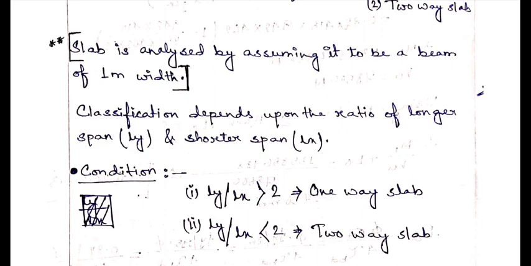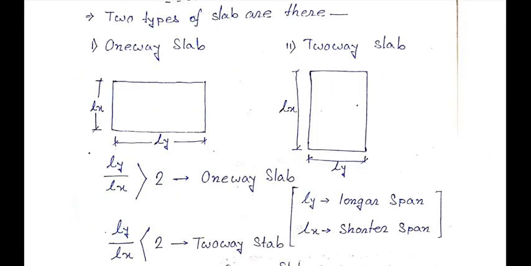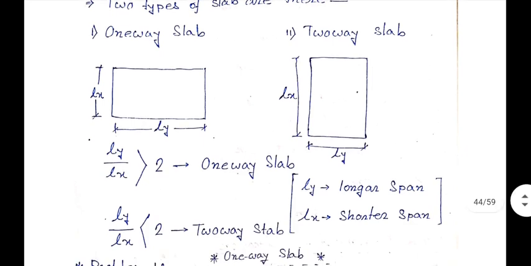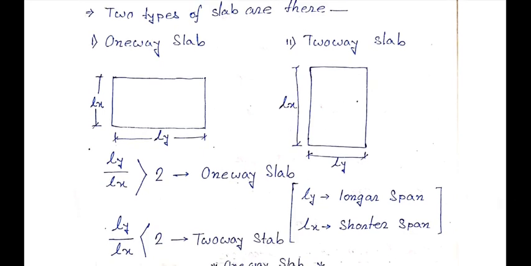Let's check first a pictorial view. This is a pictorial view to differentiate between one-way slab and two-way slab. Figure number 1 is a one-way slab. Look, the shorter span is denoted by Lx and the longer span is denoted by Ly. And figure 2 is a two-way slab. So Ly by Lx, if this ratio is greater than 2, then one-way slab, and if Ly by Lx ratio is less than 2, then it will be designed as a two-way slab.